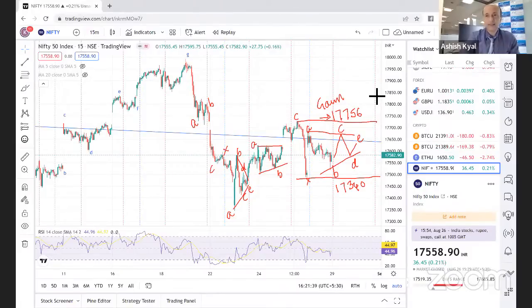Is there a possibility to extend the G wave up to 18,250? The possibility seems low because 18,250 is too far away, and look at the fall. The fall looked impulsive, and the rise looked very overlapping and deteriorating. That's the problem. Look at the weekly chart: an evening star has clearly formed on the weekly. And look at the moving averages we saw just now: the 25 is just about to cross the 20. It hasn't happened yet.